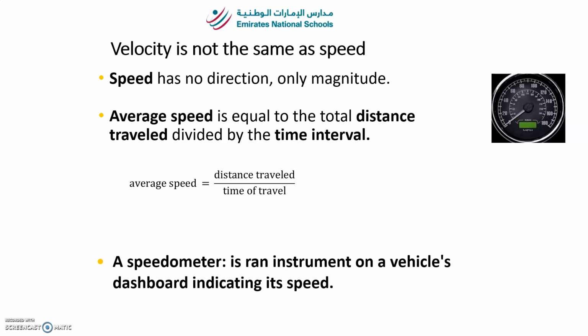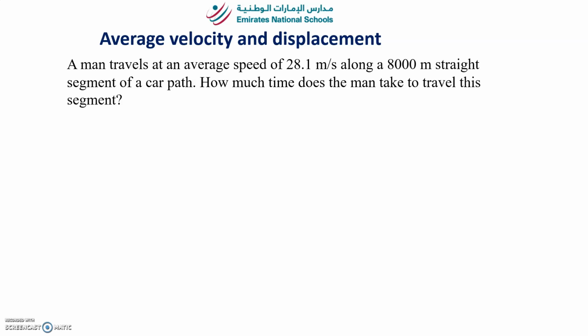Speed, on the other hand, has no direction, only magnitude. How can I find the speed? Distance, because it's a scalar quantity, so it will be distance over time. They have the same unit, distance in meters over time in seconds, so it will be meter per second, and we use the speedometer to indicate the speed in our car.